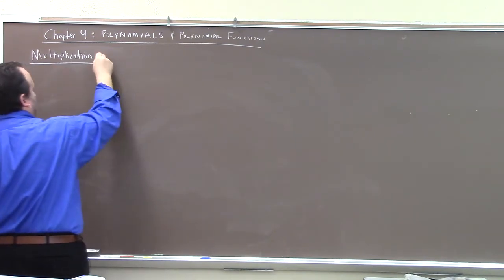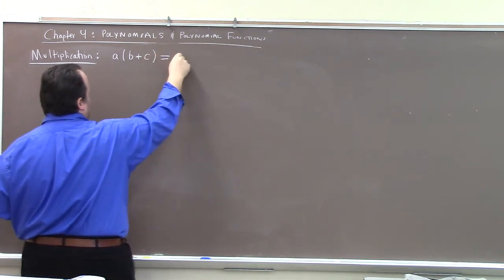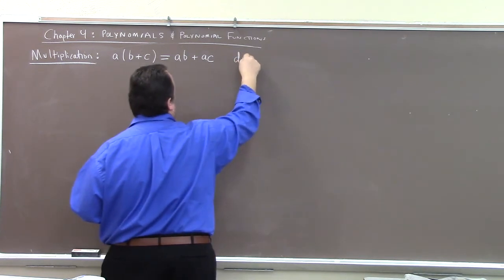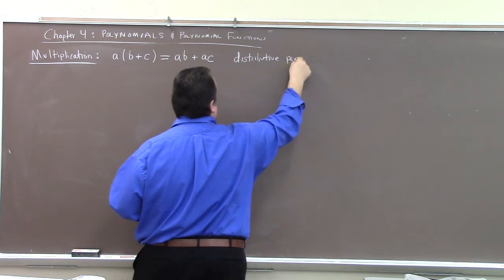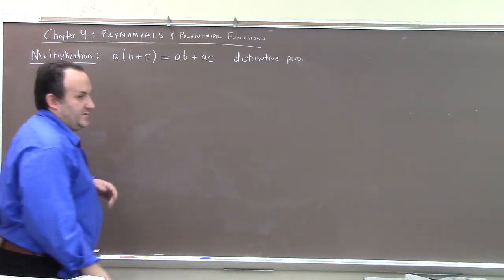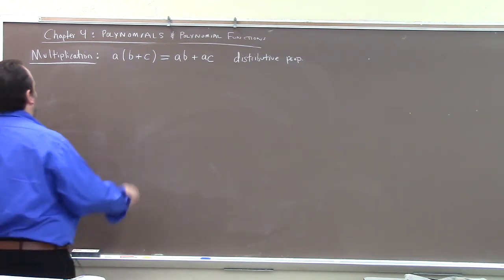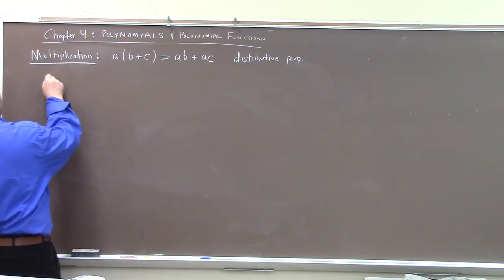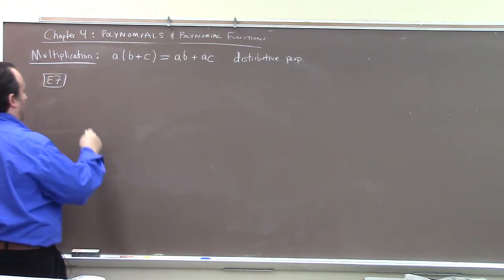Multiplication. Now the key property is just this: a times b plus c is ab plus ac. This is the so-called distributive property. This is how addition and multiplication work together. So what example was I on? All right, so here we go.